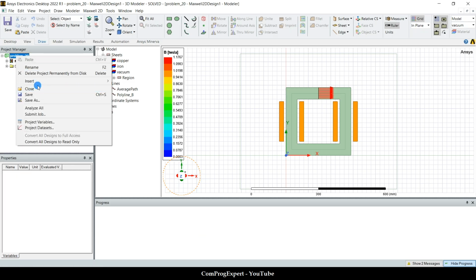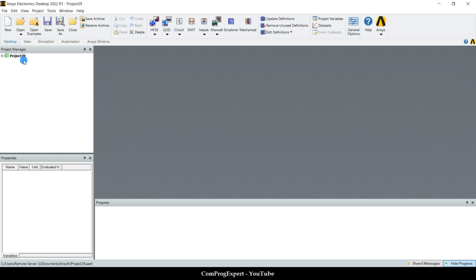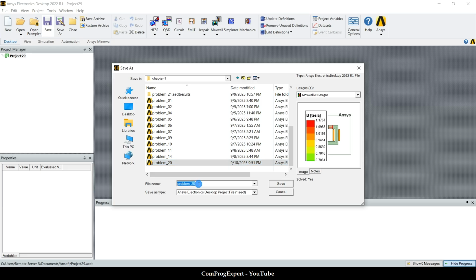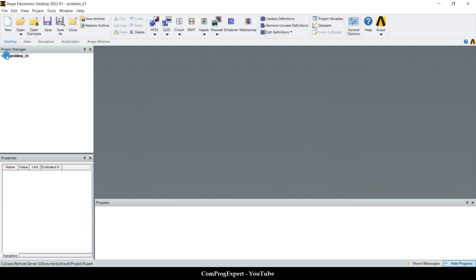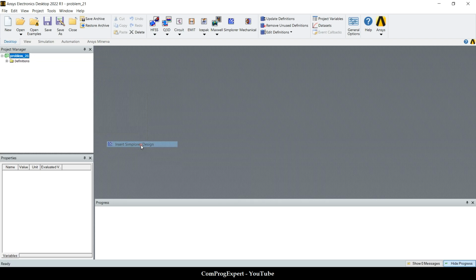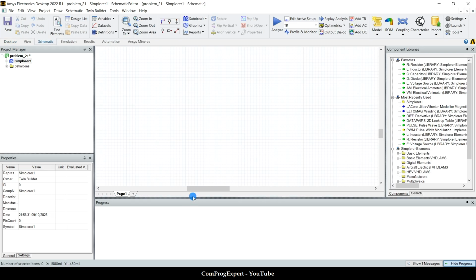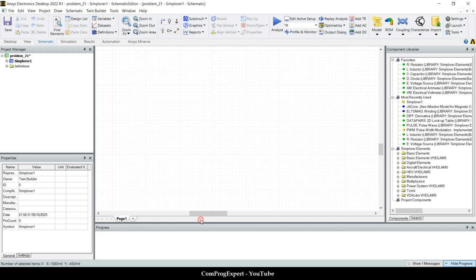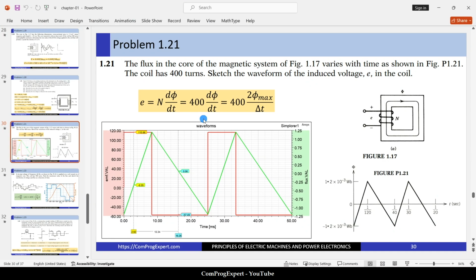So let's close this project and rename this, let's save it, 21, and let's add a Simplorer design. How can we construct this function in Simplorer and how can we take the derivative of it?